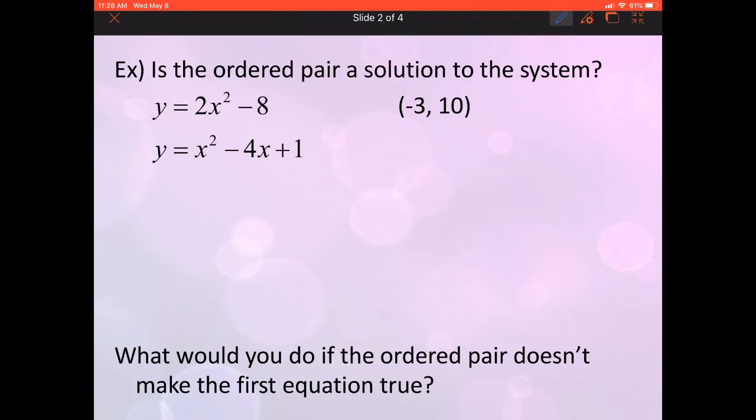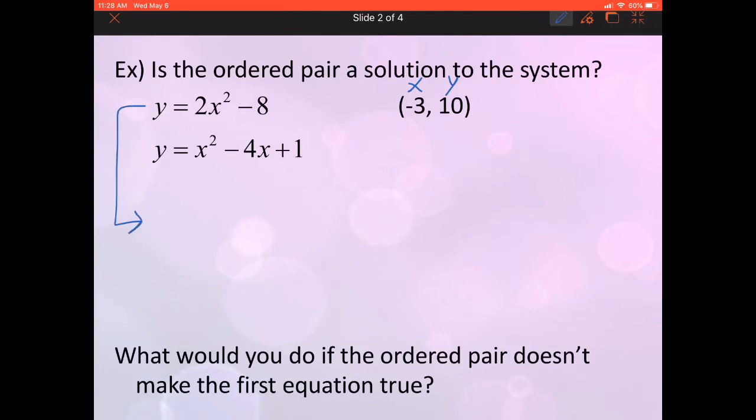So we're checking to see if this ordered pair (-3, 10) is a solution to this system. Now, notice my system this time, which, remember, needs to be two or more equations. So it's two equations, and this time they're both quadratic. That doesn't matter, though. We're going to do the same thing. So to check to see if it's a solution, we substitute in negative 3 for x, because that's what the first number always is, x, and the second number is 10, so we're going to substitute 10 in for the y's. All right, let's try the first equation.